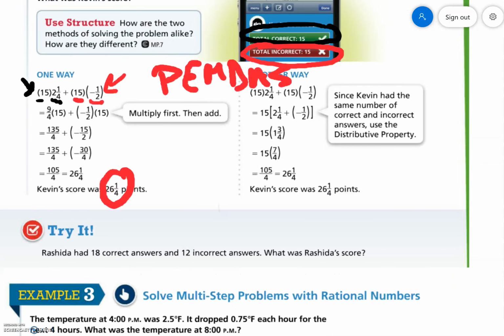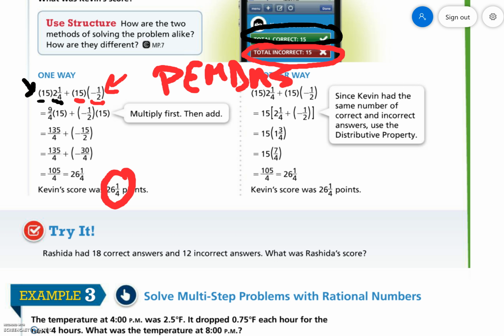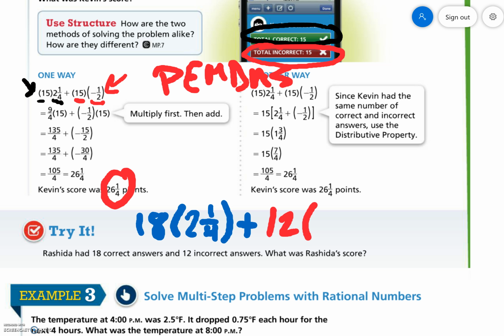Rashida had 18 correct answers and 12 incorrect answers. What was Rashida's score? I want you guys to try this on your own and press play when you're ready. Okay, so if she did 18 correct, that's 18 times how many points you get? 2 1/4, plus she got 12 wrong. So 12 times -1/2.